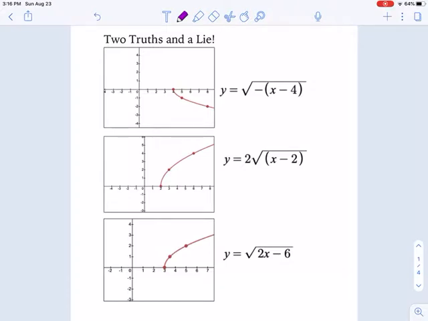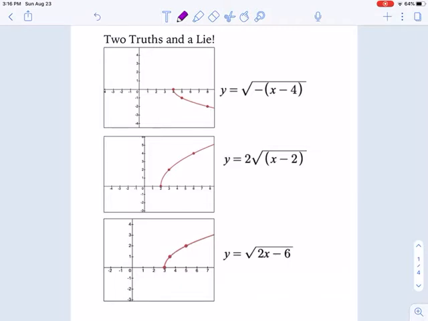Good morning. Before we continue with 1.8, I would like us to do this warm-up problem. So I have a game up here, 2 truths and a lie. You've probably played this as some get to know you activity, but we're going to play it as a math warm-up activity, okay?